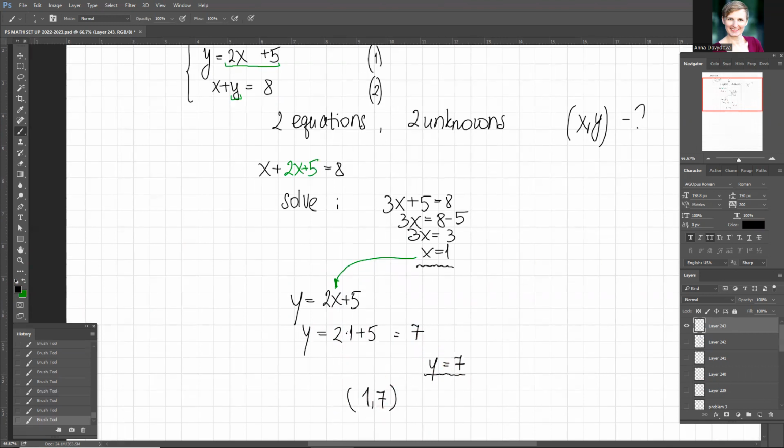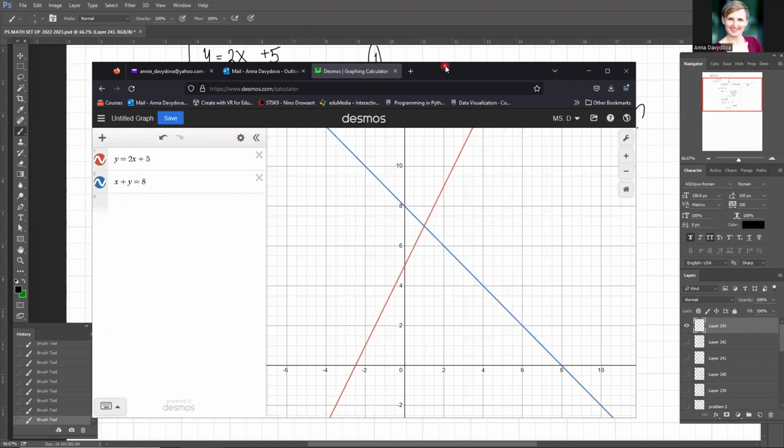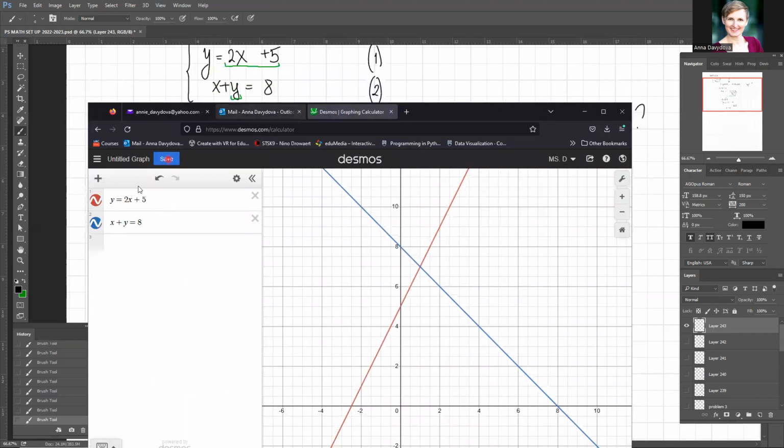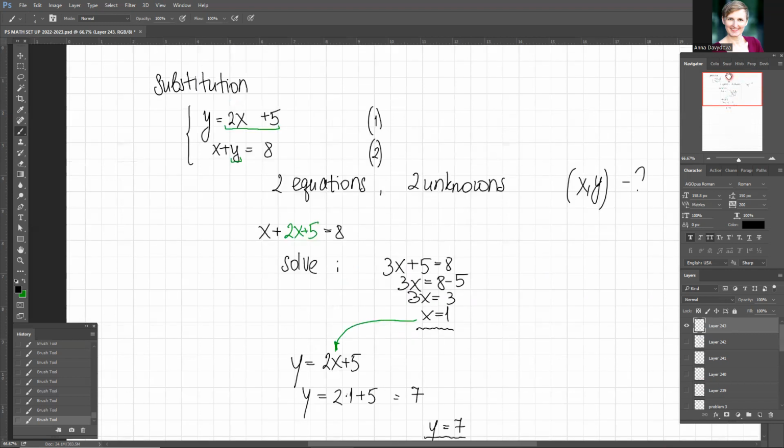I can also make sure that that's correct by graphing these two lines. y equals 2x plus 5 and x plus y equals 8. And I clearly see that the point of intersection is 1, 7, which confirms my findings. Well, the system is solved. This is a very simple case when y is clearly expressed in terms of x. Let's look at one more case when that is not so obvious.